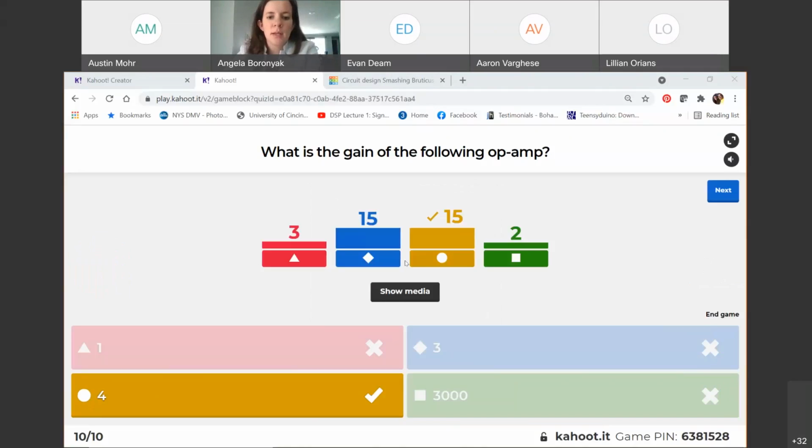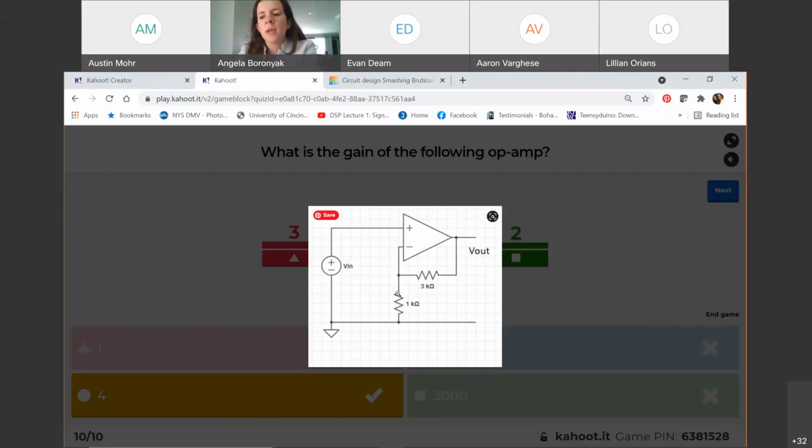Oh, equal split. What type of op amp is this one? Equal split ones always are more interesting to me when people are 50-50 divided on what they thought the answer was. Yeah, he's non-inverting. I have a voltage source to my non-inverting input, and then my inverting input just has a resistor to ground and a resistor to my output, a feedback path.